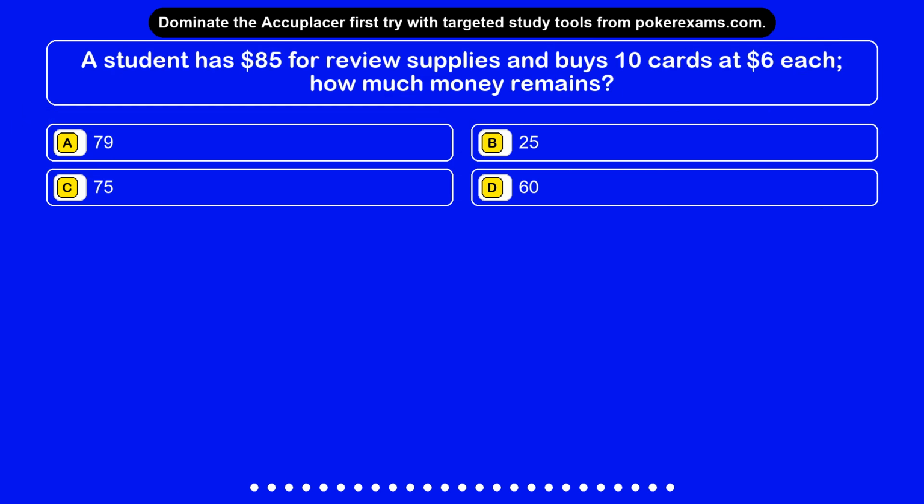Question 8. A student has $85 for review supplies and buys 10 cards at $6 each. How much money remains? Option A, 79. Option B, 25. Option C, 75. Option D, 60.